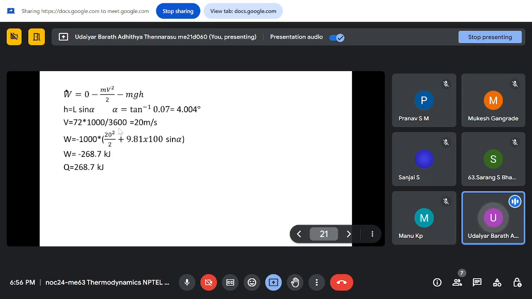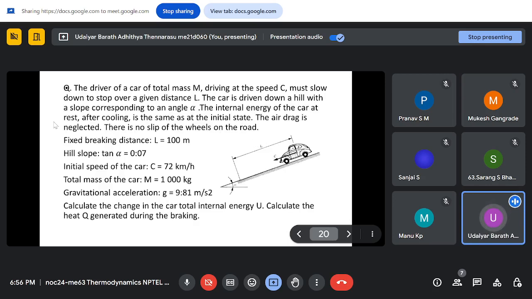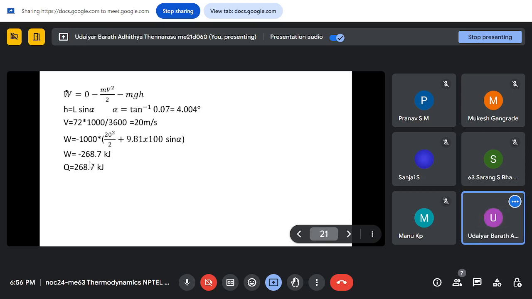So we substitute this, and the change in internal energy comes out to be minus 268.7 kilojoules. This is minus because initially it had some energy, and now you brought it to rest. That's why it is in minus, because initially it had some energy which was there. Now you are bringing it forcefully to a stop, so it has lost that amount of energy, hence this is negative.